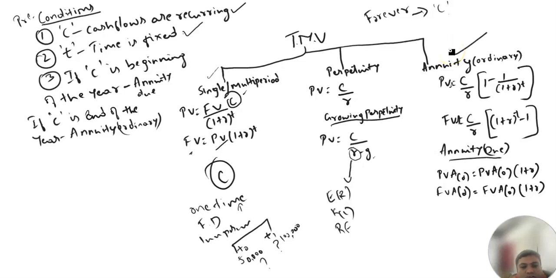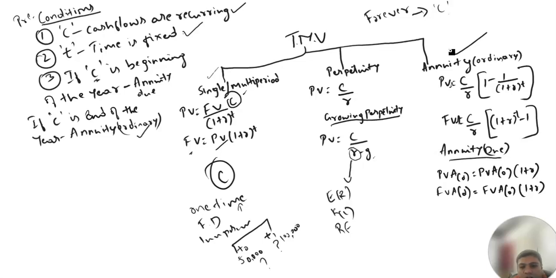And the second precondition of annuity is whether it is an ordinary annuity or an annuity due. In order to understand this, it is important to understand whether the C is in the beginning or at the end of the year. If nothing is given in the problem, then we assume it's going to be at the end of the year, and that's an ordinary annuity.